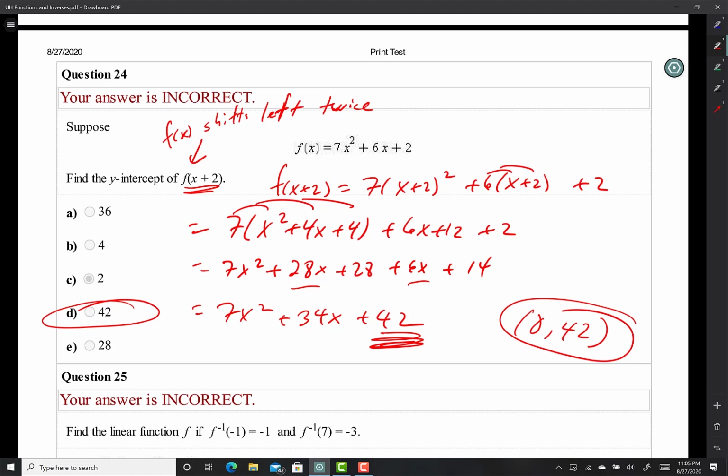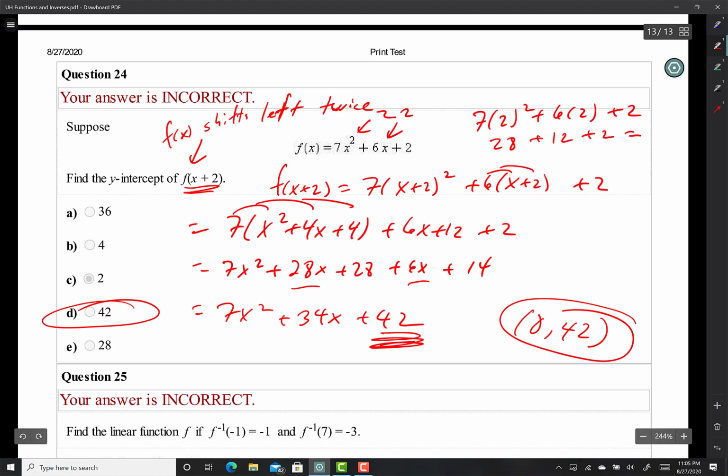So that means plug in a 2 in here, and you'll get your answer. Because at that x coordinate equals 2, when you move 2 times to the left, you'll be on the y-axis. So look, 7 times 2 squared plus 6 times 2 plus 2. 2 squared is 4. 4 times 7 is 28. 6 times 2 is 12. And then you add the 2 there. 28 plus 12, 40 plus 2, 42. See? So you could have gotten it. Don't be a robot. Make sure you know what you're doing.